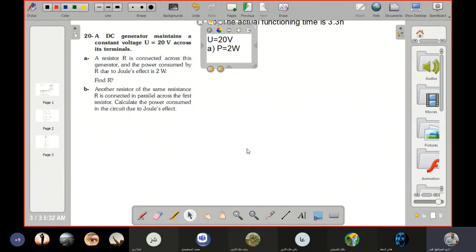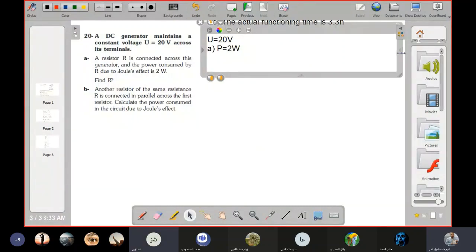Okay. To calculate R, we should use Ohm's law. I'm helping you. To use Ohm's law to calculate R, we should have U and I. Do we have U? We have U. Do we have I? No. So first, we should calculate I. How to calculate I? I equal P over U.